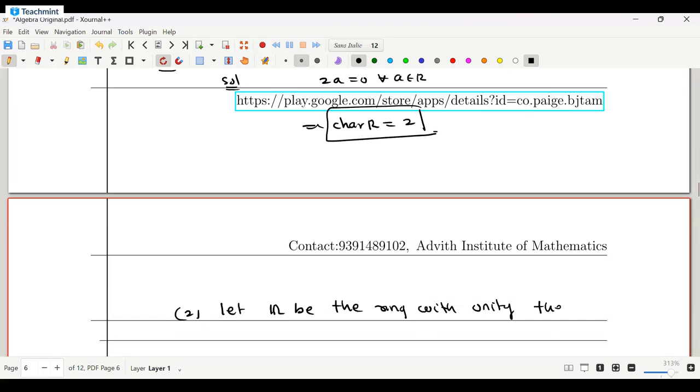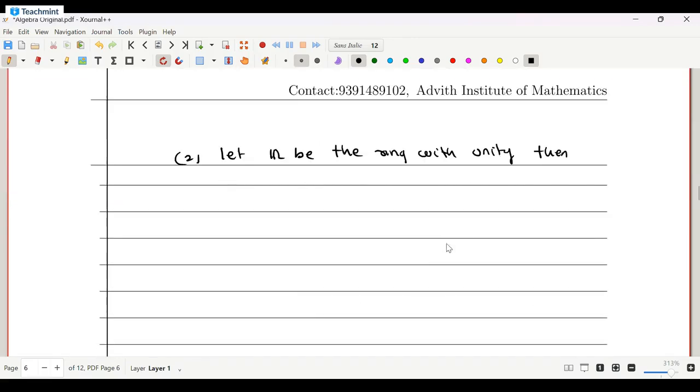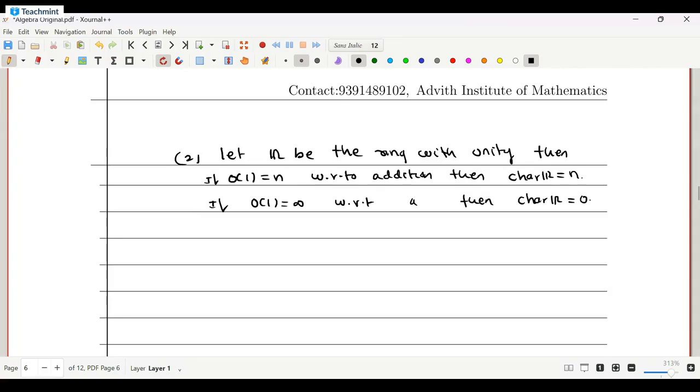Then the order of 1 is equal to n with respect to addition. Then the characteristic of R is equal to n. If the order of 1 is equal to infinity with respect to addition, then the characteristic of R is equal to 0.